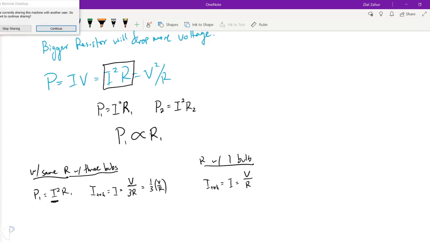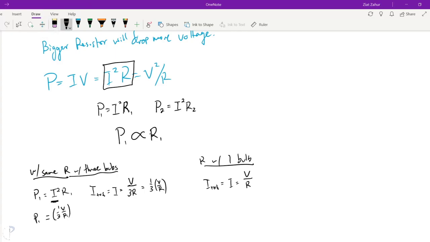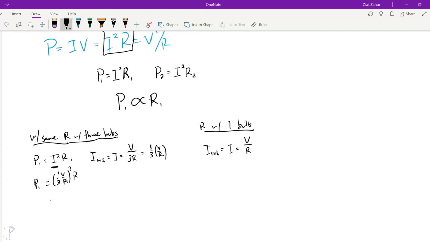Okay, so let's plug this in. This P1 would equal 1/3 V over R times R. This gives me 1 over 9 V squared over R times R, which gives me V squared over R.